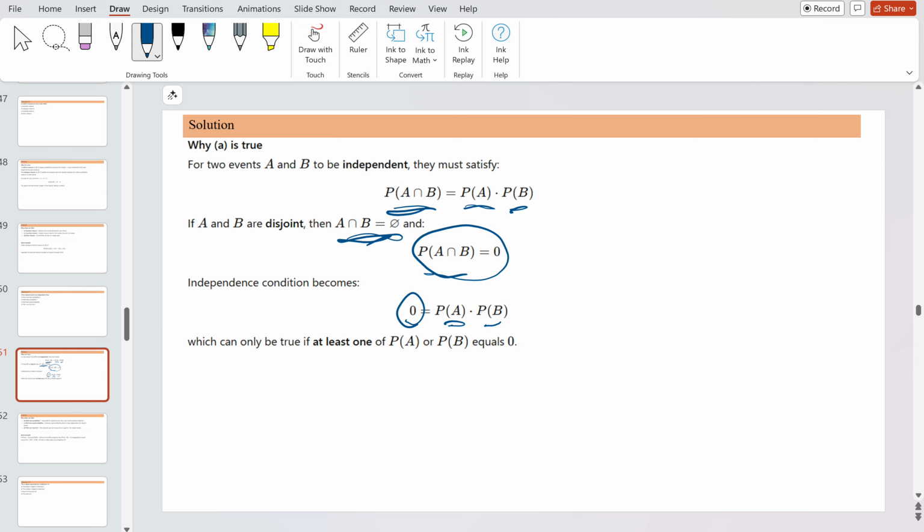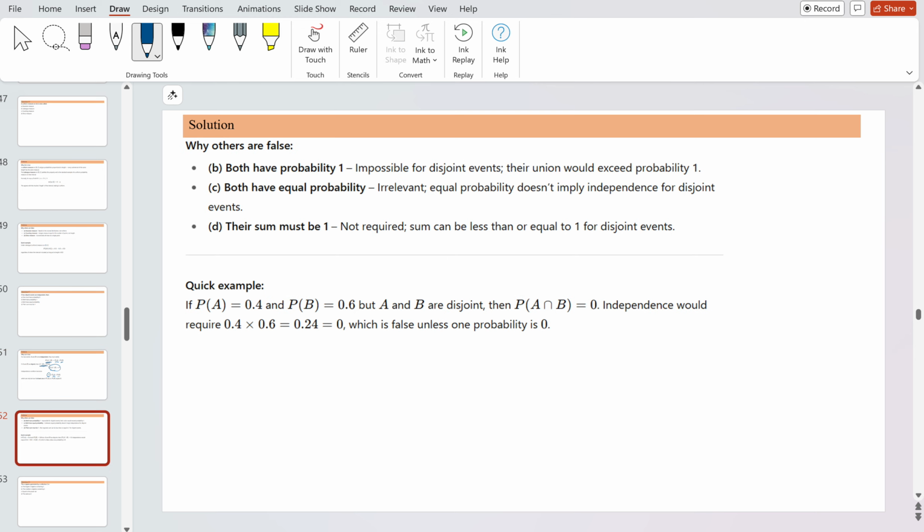It means that either P(A) or P(B) will be equal to zero. So both having probability one is not possible because they are disjoint events. The summation could be one, but not a single one can be one. And both having equal probability is not relevant, because equal probability doesn't imply independence of the disjoint events. Also the sum must be one is not required, but the sum can be less than or equal to one for disjoint sets.